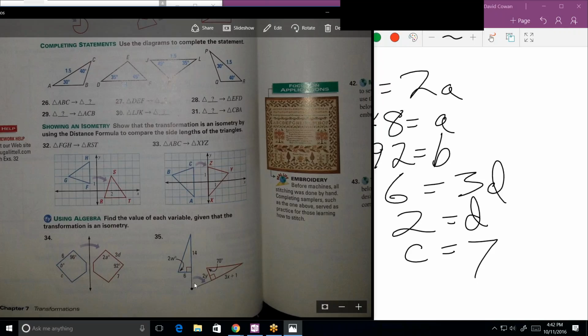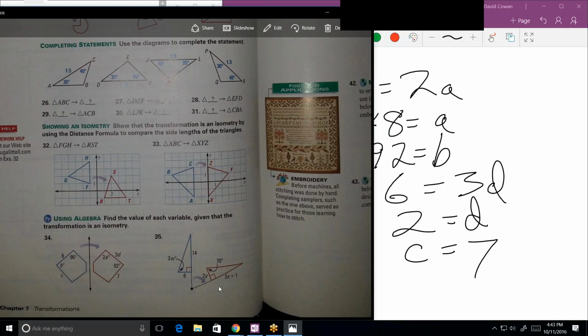In other words, this is an isometry with a rotation. So we already know that there's a right angle in there. And we also know that 2y equals 6, giving y a value of 3. We also know that 2w equals 70, giving w a value of 35. And lastly, we know that 3x plus 1 equals 14. So subtract 1, get 13, and divide 13 by 3, which would equal 4 1/3.